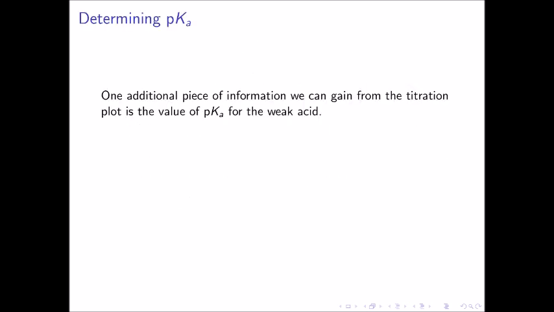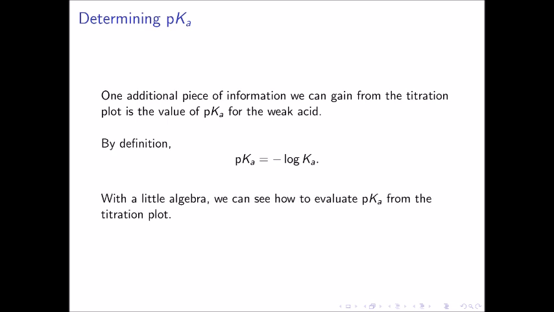Determining the molar mass of the weak acid is a very good starting point, but there is one additional piece of information that we can gather from the titration plot. This is the value of pKa for the weak acid. Recalling that the lowercase p means to take the negative log of whatever follows it, by definition, pKa is the negative log of Ka. With a little bit of algebra, we can see how to evaluate pKa from the titration plot.